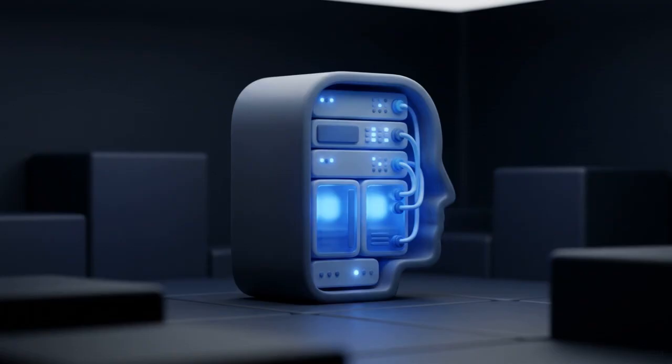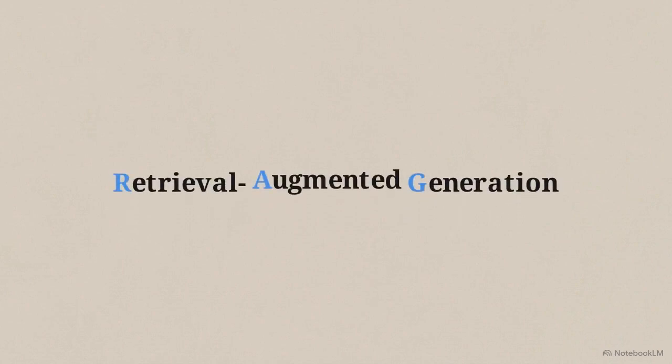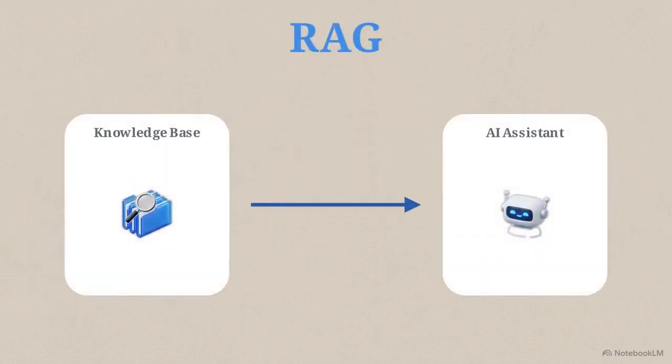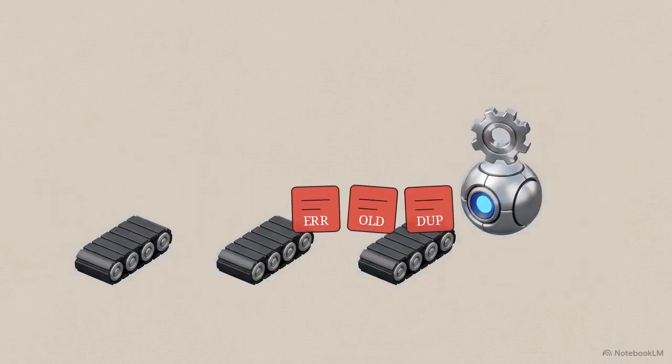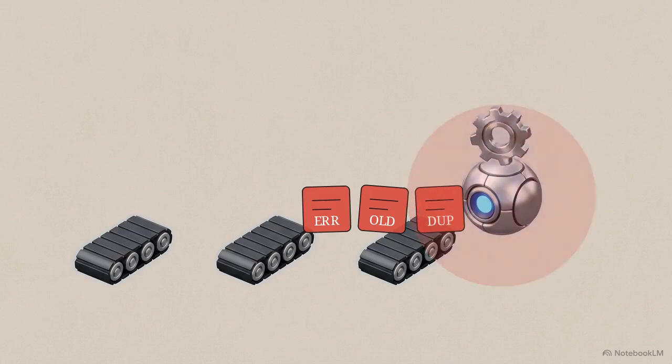Once you have a job, you need to give the model a brain. We do this using a process called Retrieval Augmented Generation, or RAG. This simply forces the AI to search your specific documents before it generates a response, reducing the chance it relies on its own assumptions. But if you feed the system messy, unorganized files, it will confidently give you bad answers. Outdated policies and duplicate manuals directly cause the AI to fail.